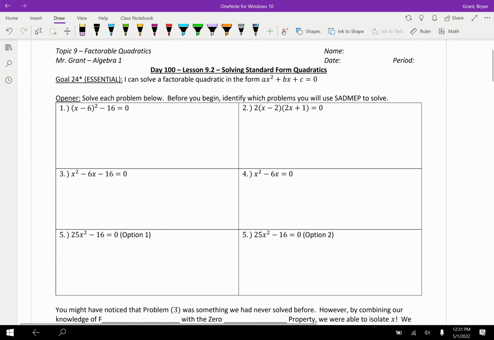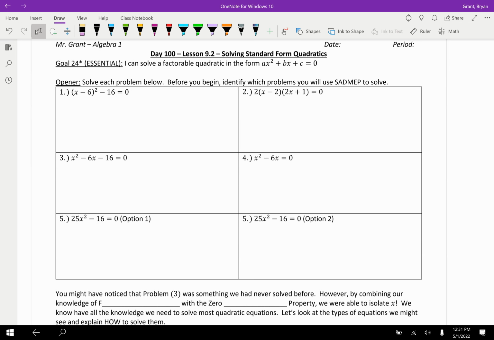So let's start with an opener. You have the knowledge to solve every single problem on here. There is one that we haven't quite talked about, maybe two that we haven't quite talked about so far. The other four, though, are definitely doable.